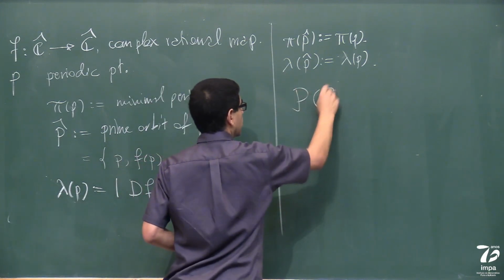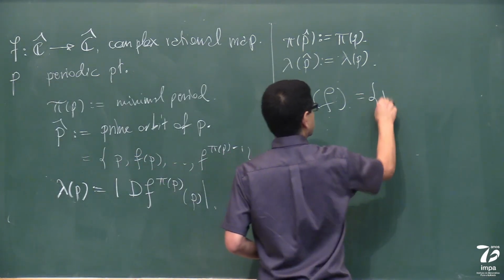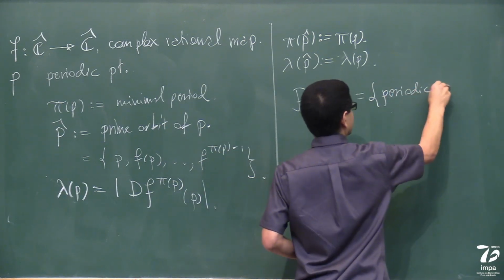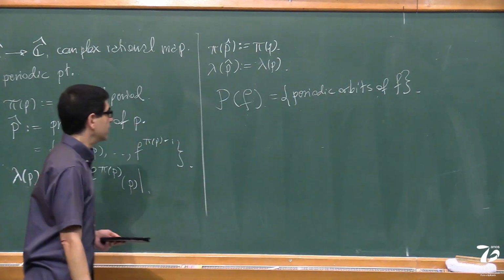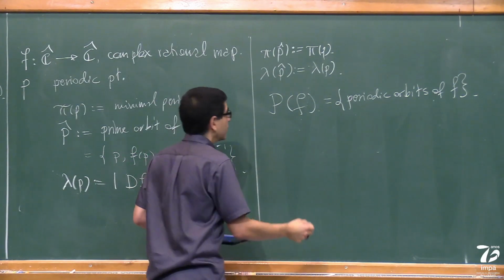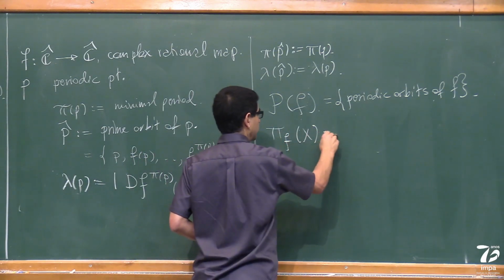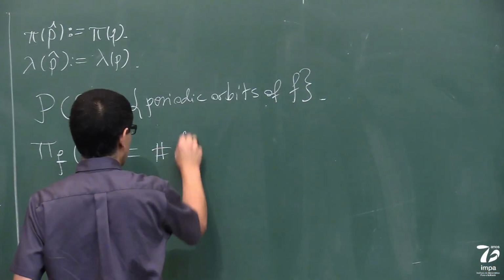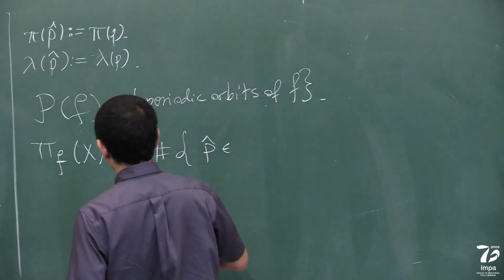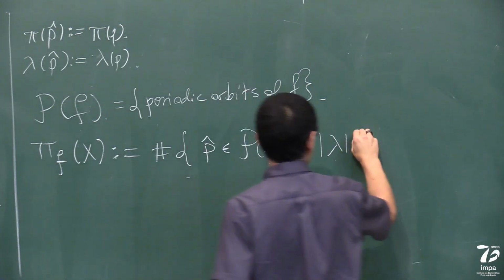And we want to consider what would be the analog of the prime numbers, so the set of all periodic orbits. And right, so we want the counting function, so the number of periodic orbits which are less than or equal to x.